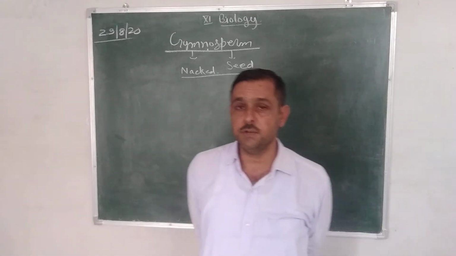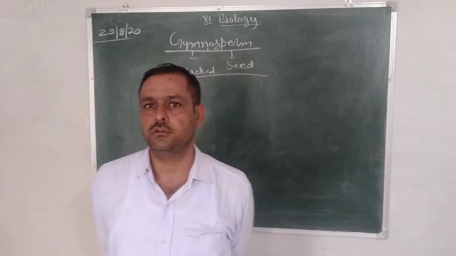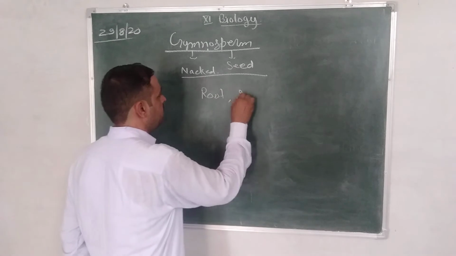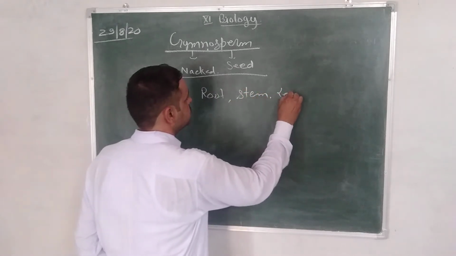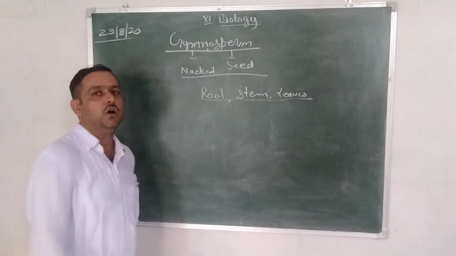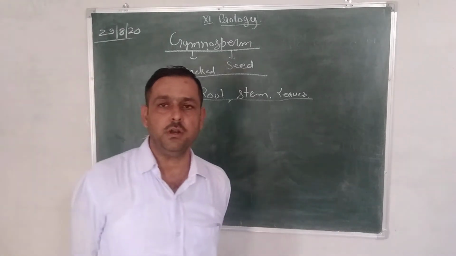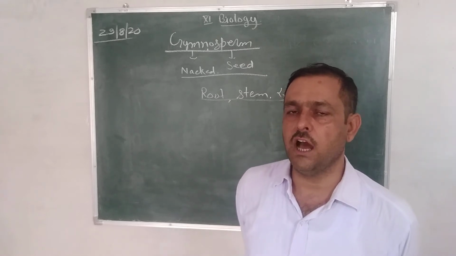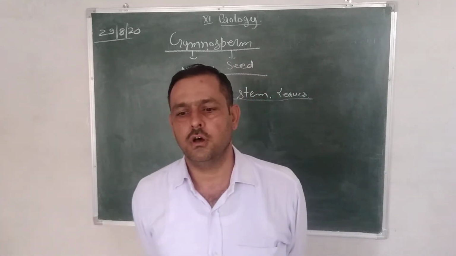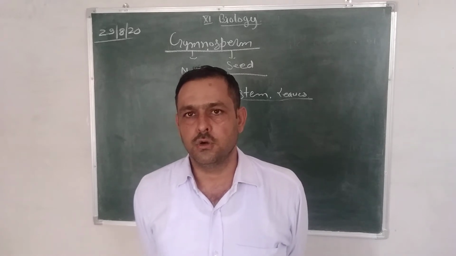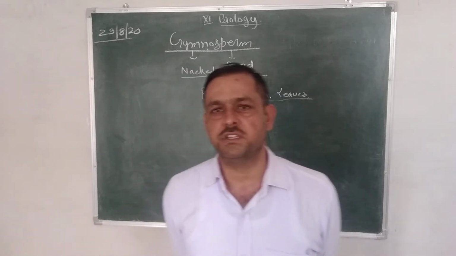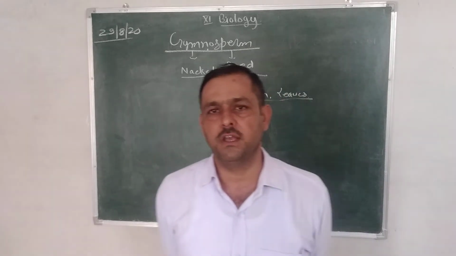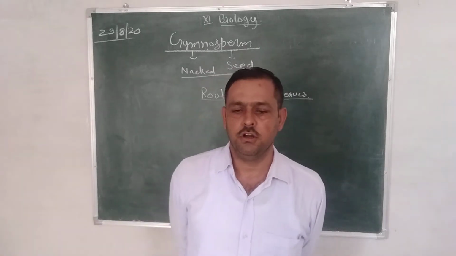And gymnosperms are differentiated into three main parts, which means root, stem and leaves are present in gymnosperm. First of all, root. If we want to know how many plants are found on the earth, so there are 2,50,000 species found of angiosperm. Among them, only 900 living species are found of gymnosperm.